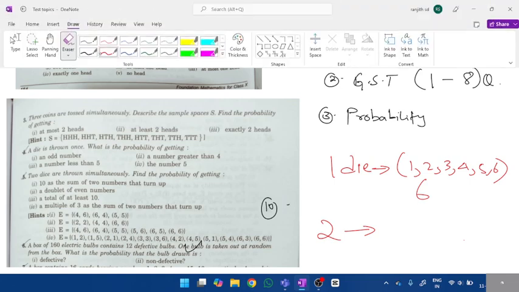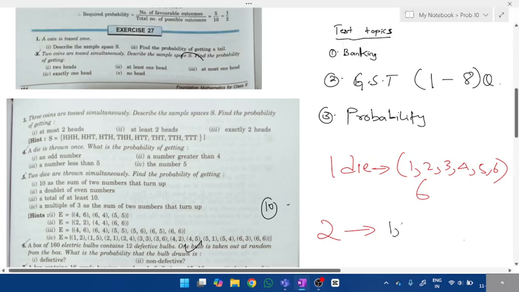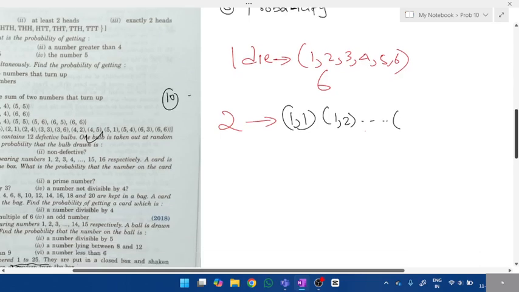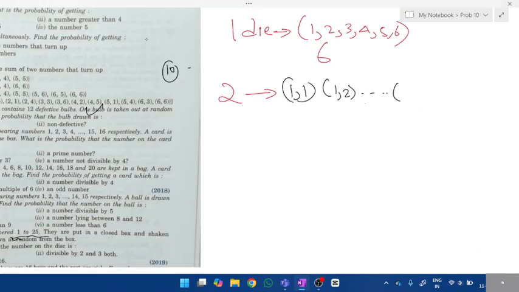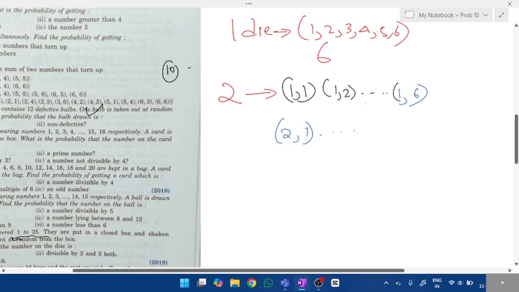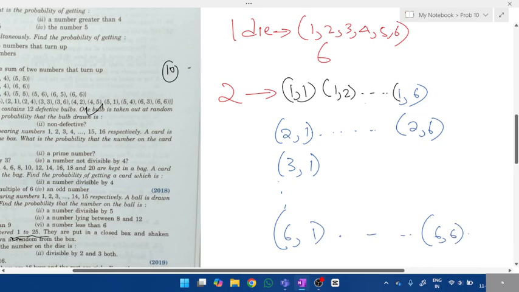So when you roll 2 dice together, the combinations are 1,1; 1,2; up to 1,6. Then the next combination: 2,1; 2,2; up to 2,6. Then 3,1, and it goes on up to 6,1 and finally 6,6. This is how we'll get 36 values. For dice, you'll have only 2 types of questions: 1 die and 2 dice.